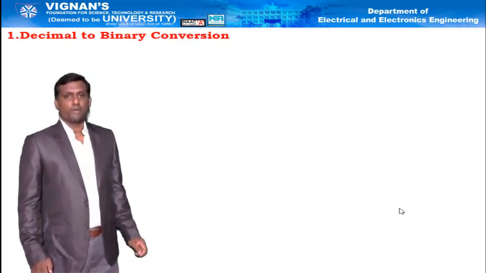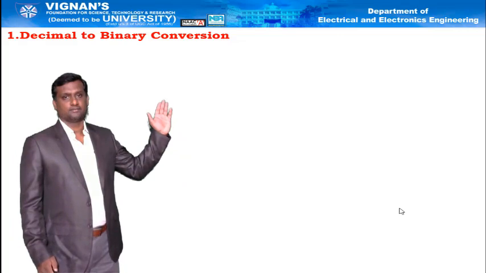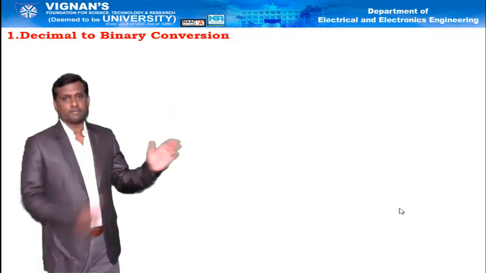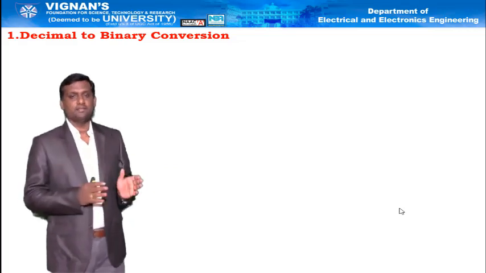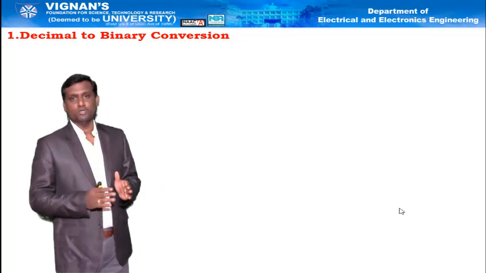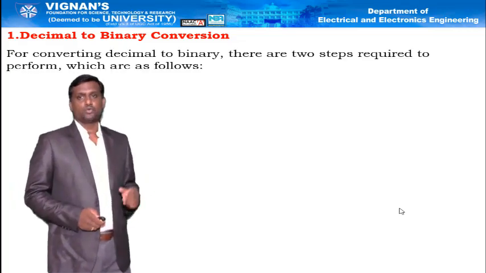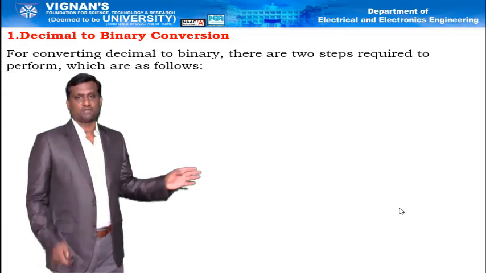conversions. First one, decimal to binary conversion. That means now we have a decimal number, we need to convert into binary system. That means now we have a base 10 system, we need to convert into base 2 system. So two steps we have to follow for the decimal to binary conversion.